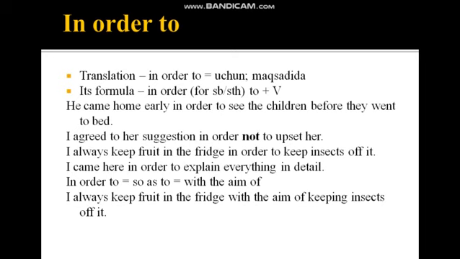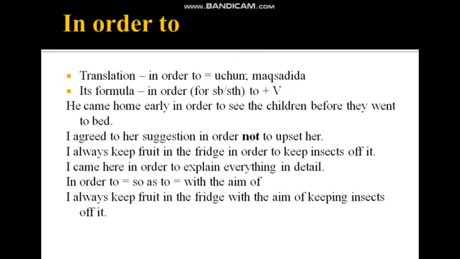The next one is "in order to," and in order to means "uchun" or "maqsadida" in our language. The way it should be used is in order for somebody or something plus to plus verb, and we're going to understand them by studying the examples. Okay, he came home early in order to see the children before they went. See, that's really close to the word "to" itself. See, I came to see them, and I came in order to see him.